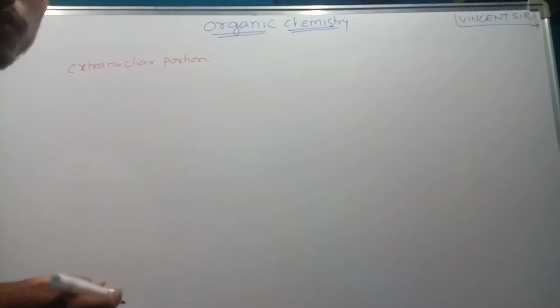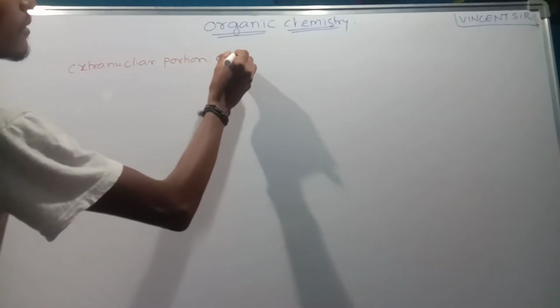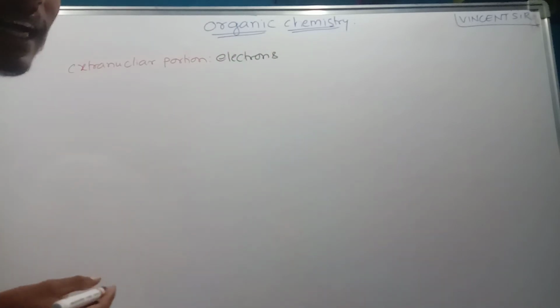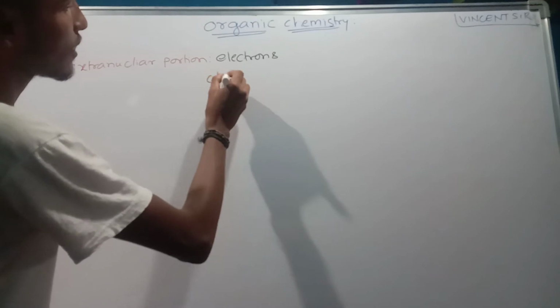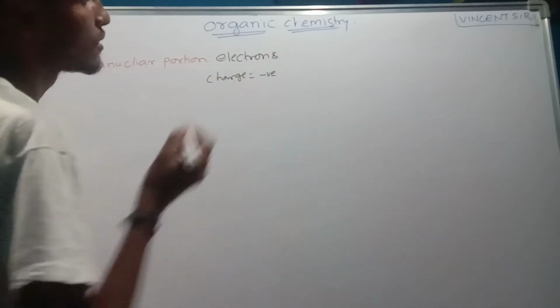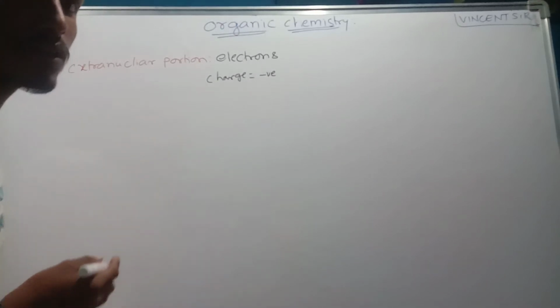The extranuclear portion majorly consists of the electrons. And what is the charge of an electron? It is the negative charge. Then what are the types of electrons?